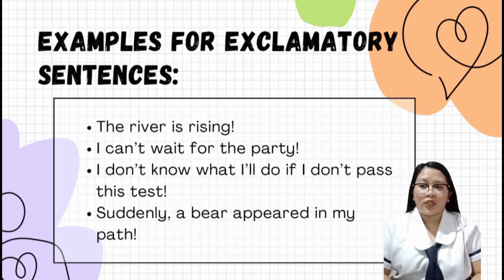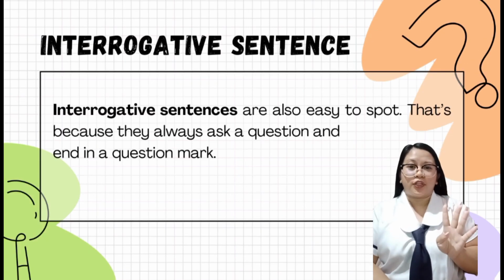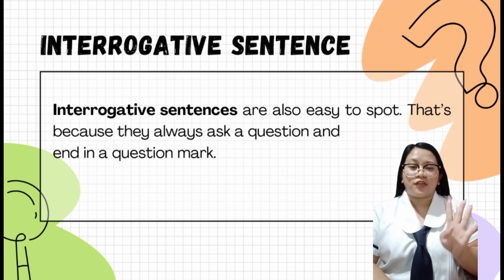The fourth one, "Suddenly a bear appeared in my path!" Now it is also an exclamatory sentence since it ends with an exclamation point, and it shows a feeling of fear. Now these types of sentences are easy to identify because of the punctuation used in the sentences, which is the exclamation point. The fourth kind of sentences, according to function, is the interrogative sentences.